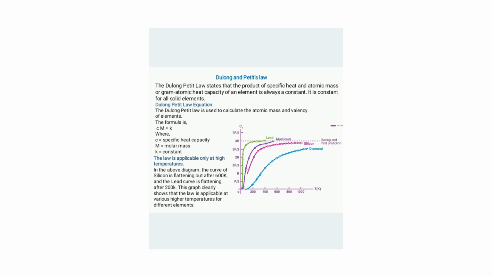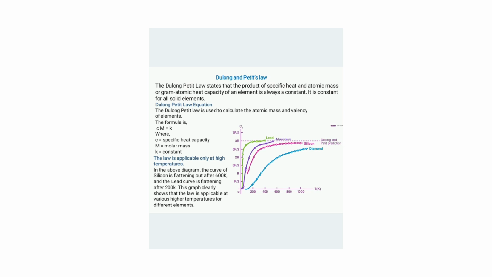The graph shows that the Dulong and Petit law is applicable at high temperature. The maximum formation of the material is for lead at 400 degrees Celsius. Second one aluminum, third one silicon and fourth one diamond. At constant temperature the element value is also constant. That is called the Dulong and Petit law.